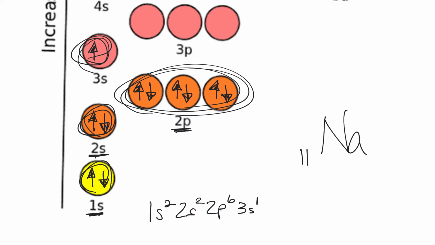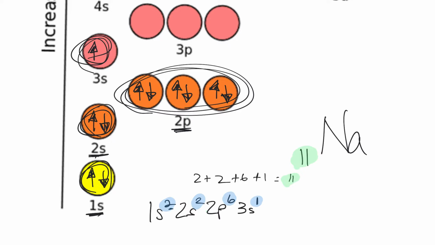It's 1. Now, another way you could double check yourself is that if you take the sum of all our superscripts, it should equal the number of electrons that we have. So we have 2 plus 2 plus 6 plus 1, which should give you 11, which matches this number here. If you see that, then there's a good chance that you did this correctly.